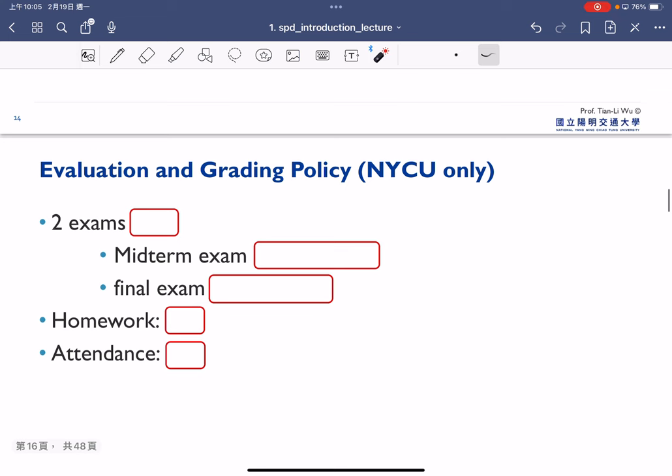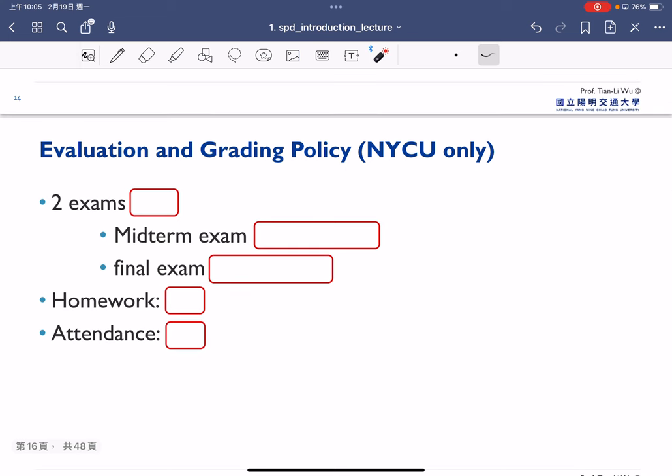And in this class, I have to remove this one because it's in the past. This class is open not only for the students inside this class, but nowadays it's open for everyone. So there's no restriction here. First of all, we have two exams here. The two exams will total account for 75% of your score, including one midterm exam and one final exam.